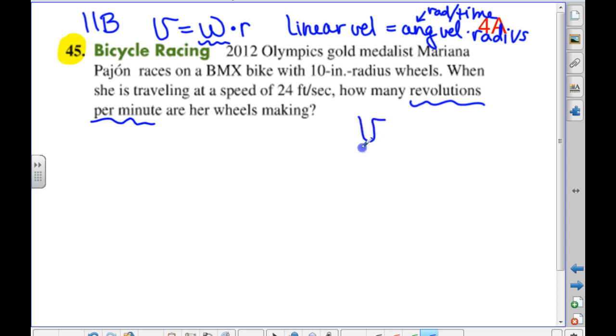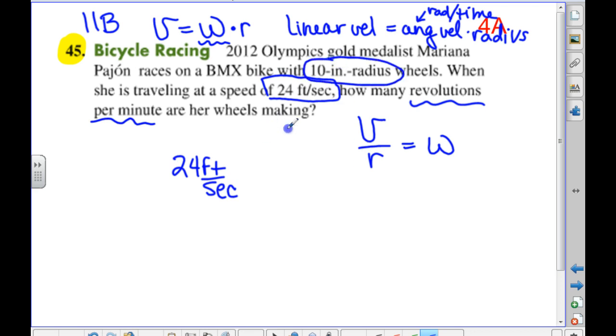So the linear velocity on the left divided by r. The V-looking thing divided by the R is going to give us the omega-looking thing. Okay. This is a linear velocity. What is the linear velocity we're given in this question? 24 feet per second. We want to divide that by a radius, but what is the radius? The radius is 10 inches.